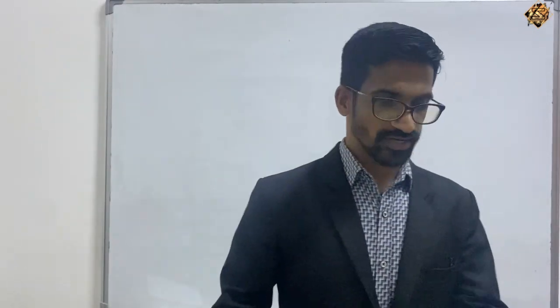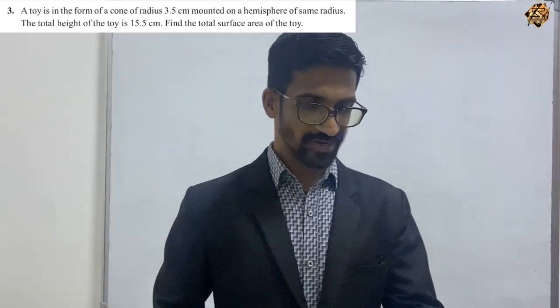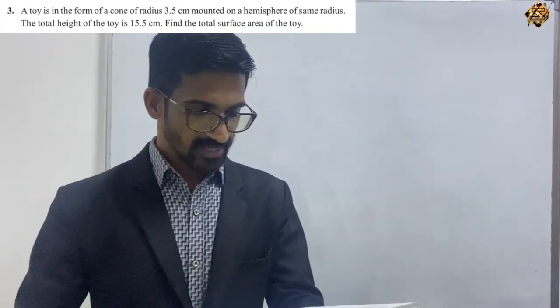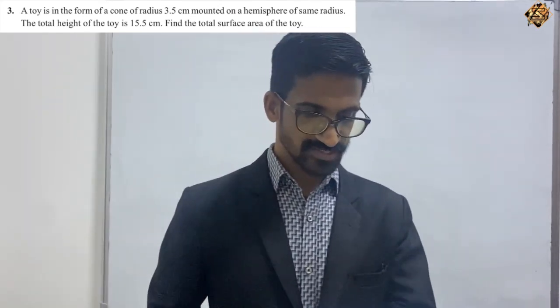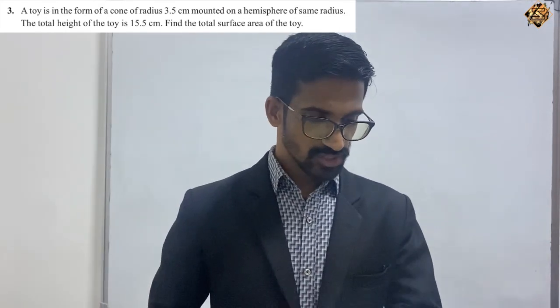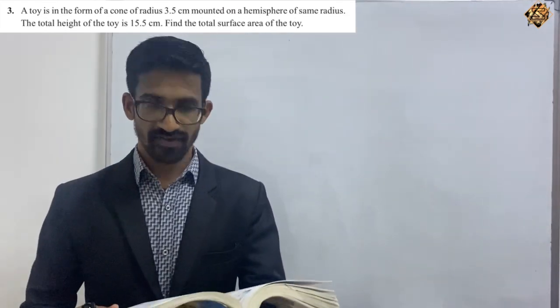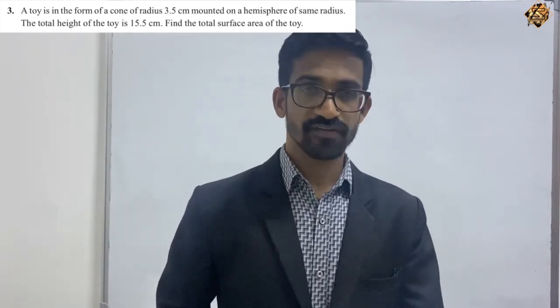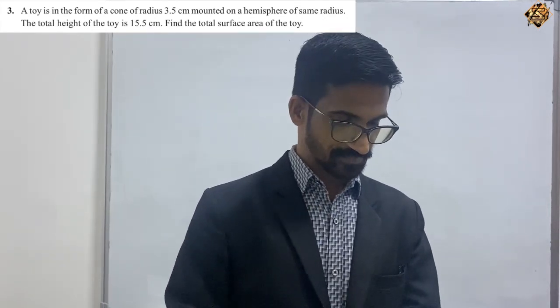Hi students, now let's look at question number 3 of page number 244, exercise 13.1. A toy is in the form of a cone of radius 3.5 centimeter mounted on a hemisphere of same radius. The total height of the toy is 15.5 centimeter. Find the total surface area of the toy.